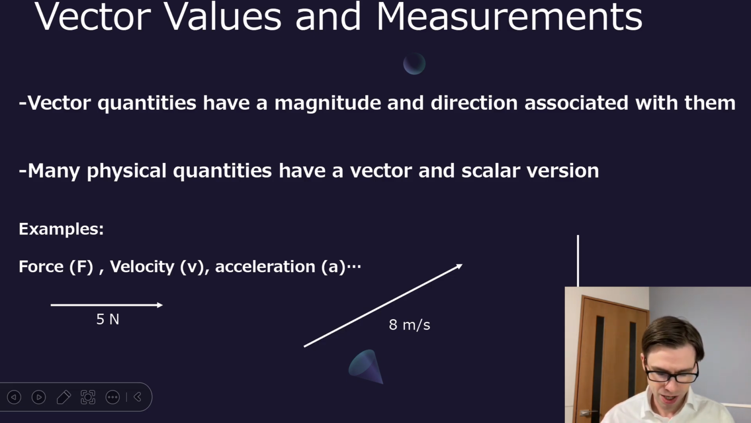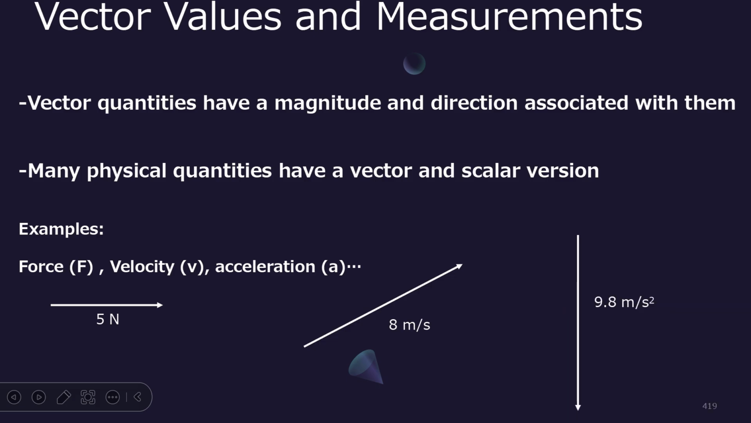So you can see I've got some arrows here. We often use arrows to represent vectors because we can draw arrows in a particular direction where the arrow head indicates the direction of the quantity. And then the size or the length of the arrow is often scaled to show the magnitude of that quantity as well. So you can see I've got 5, 8, and 9.8. 9.8 being the largest magnitude there has the longest arrow.